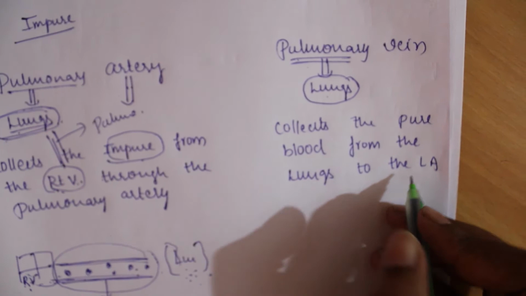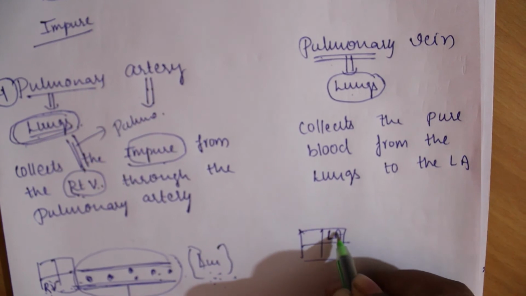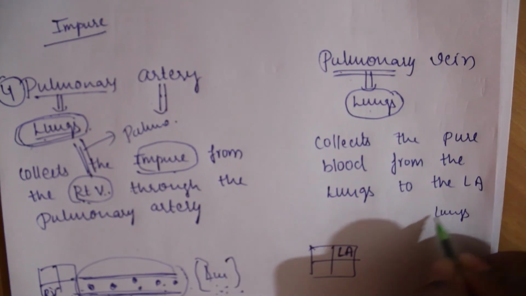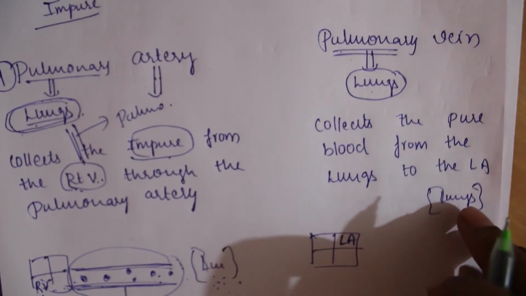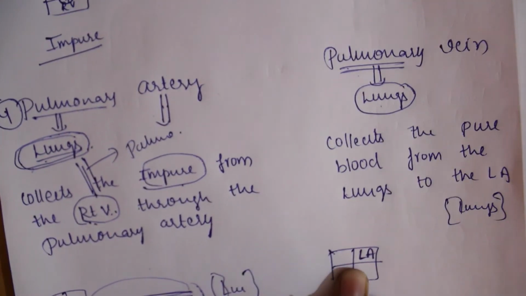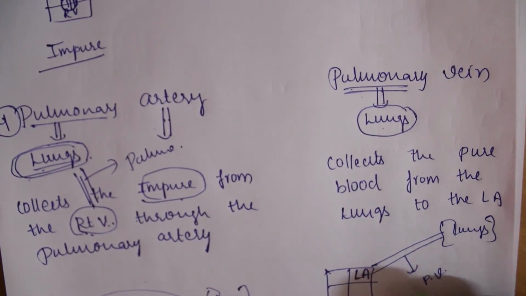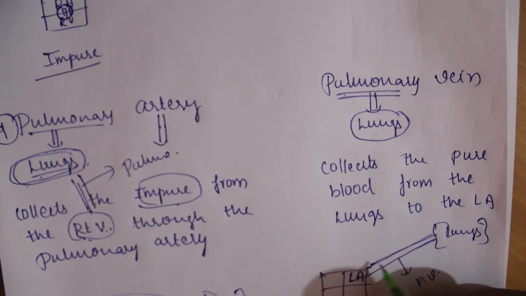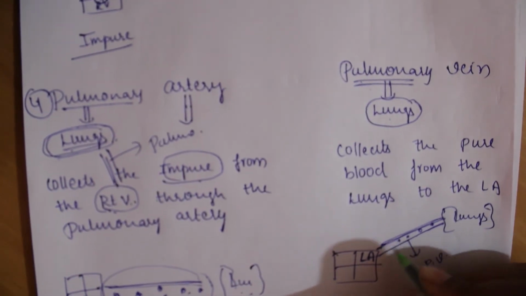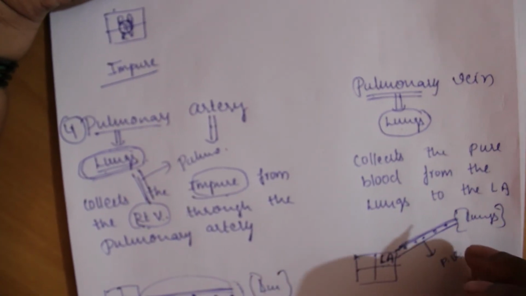Here is the rough diagram of the heart. This is the left auricle. Here are the lungs. When the purification is done in the lungs, the lungs pass the blood to the left auricle through a connection, that is the pulmonary vein. This is also the largest vein, as the blood carried can enter into the left auricle. This is the function of the pulmonary vein.